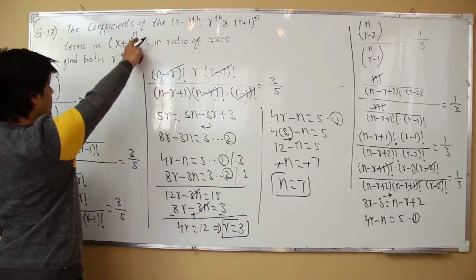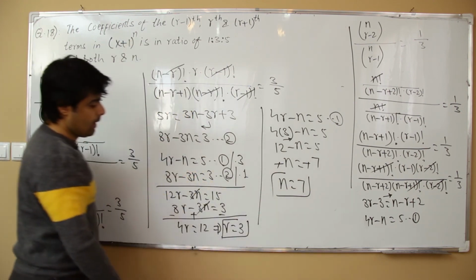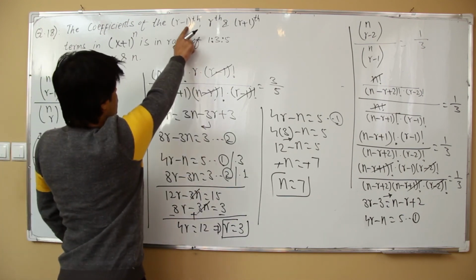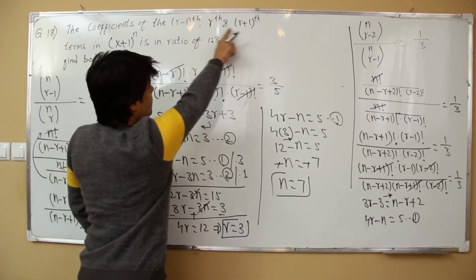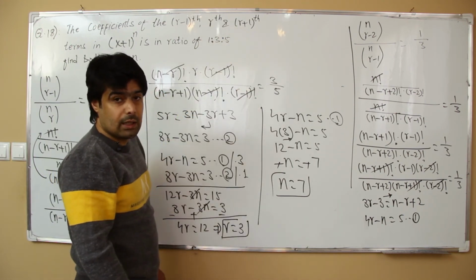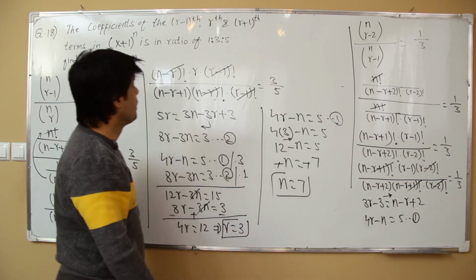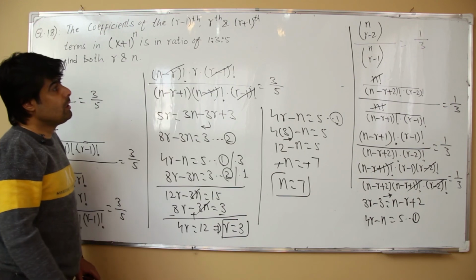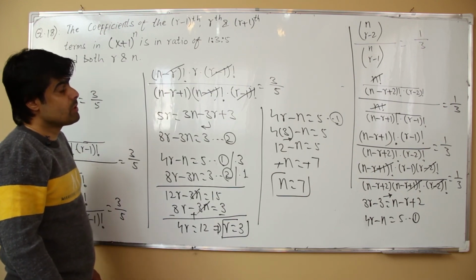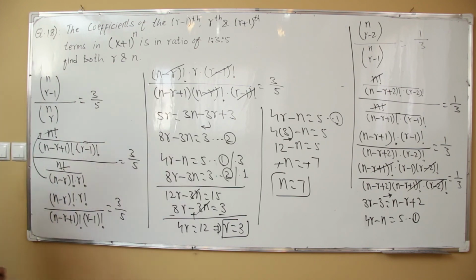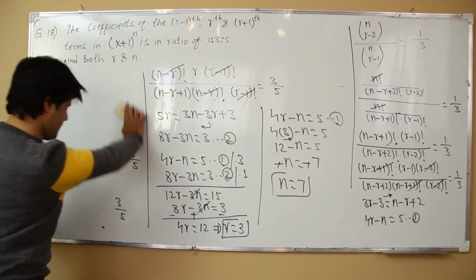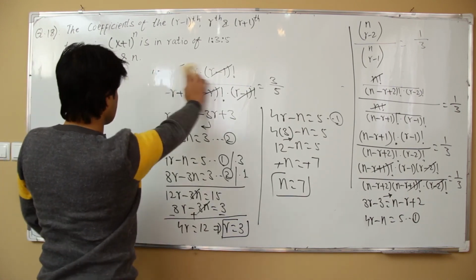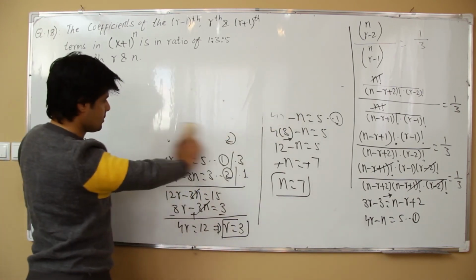Then n is 7 and r is 3. If we put 7 instead of n and we find the r minus 1 term, it means 3 minus 1, the second term, the third term, and r plus 1, 3 plus 1, the fourth term. The second, third and fourth term coefficients are in the ratio of 1 by 3 by 5. I think you have got it. Listen, I mean, the solution is finished, but you have to get the point of view.